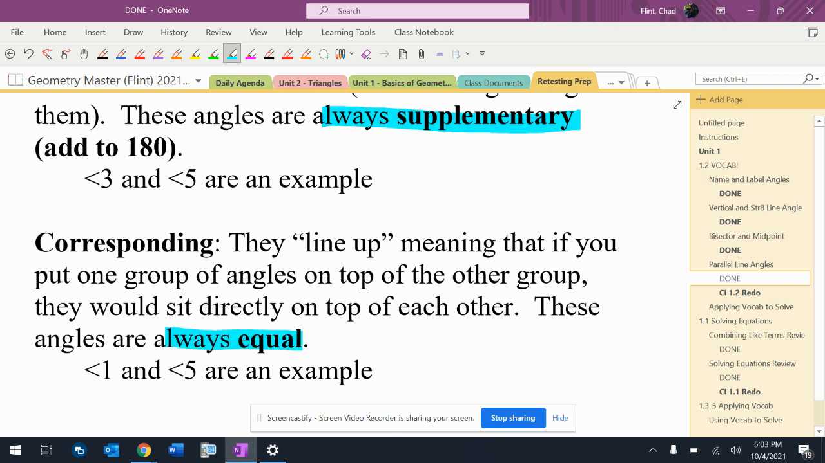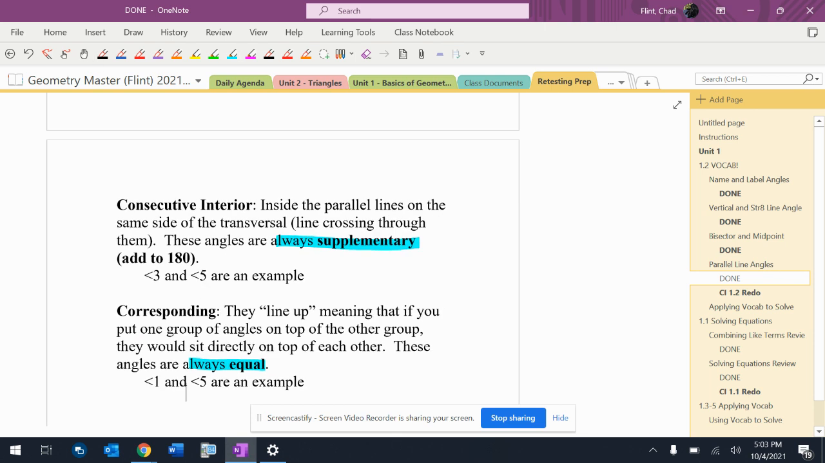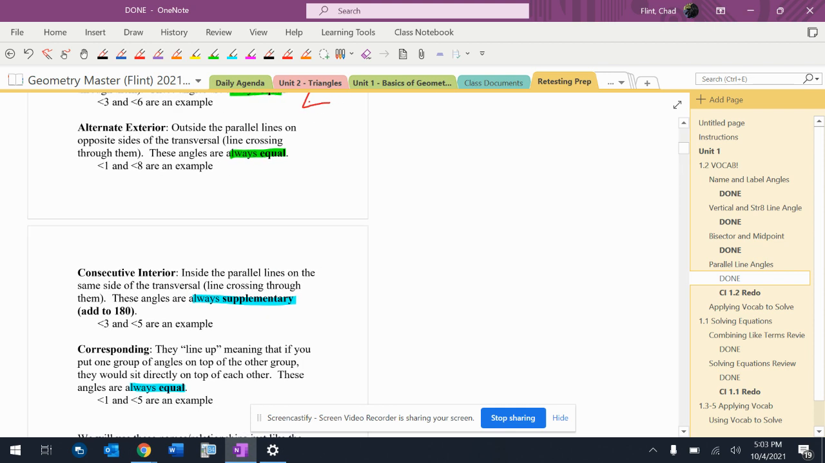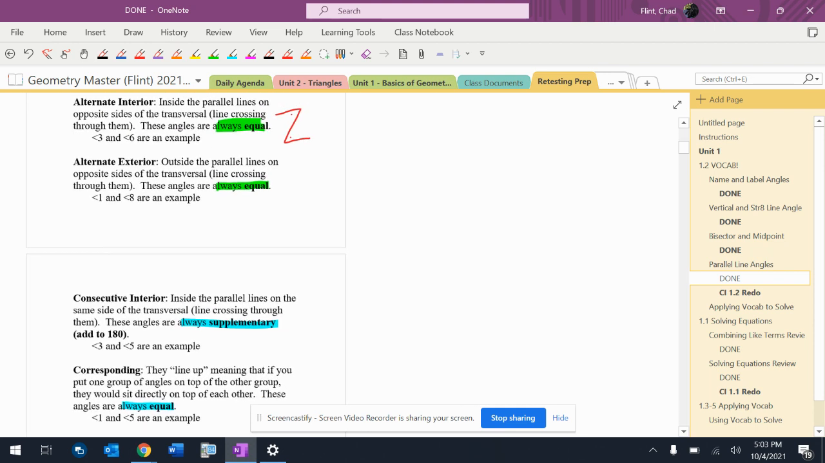So I have four kinds of angles here. If I zoom out, I can maybe get them all on the same screen. I have alternate interior angles, which are always equal. I have alternate exterior angles, which are always equal. I have consecutive interior, which are always supplementary. And I have corresponding, which are always equal.